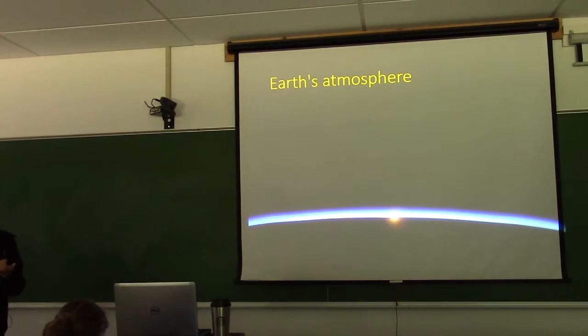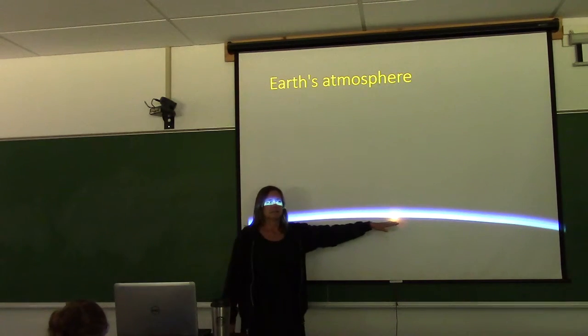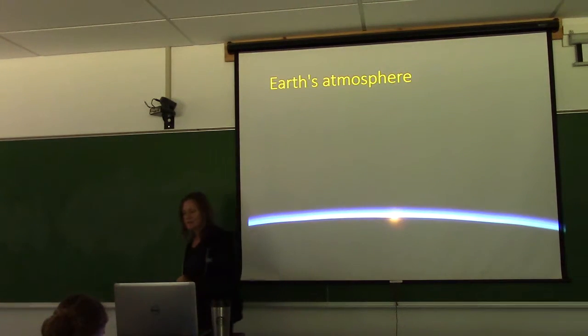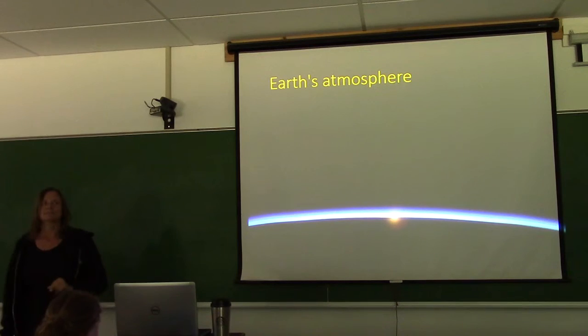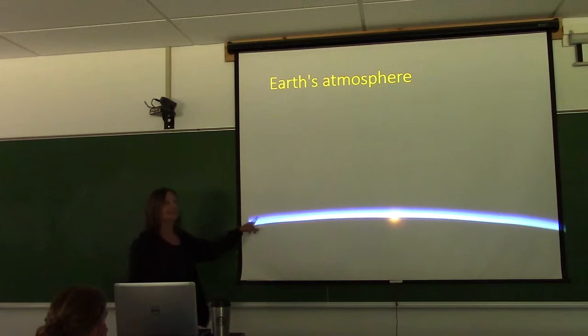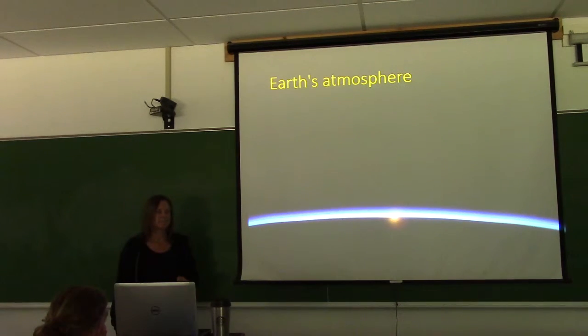This is another one of my favorite images. This is showing the sunrise coming up over the Earth. Again, it's from the space station. So talk to me about the atmosphere. What's it look like? What are some things that you notice about this image? It's blue. Yes, the atmosphere looks blue, particularly here. What else? It looks like there's 2 layers.